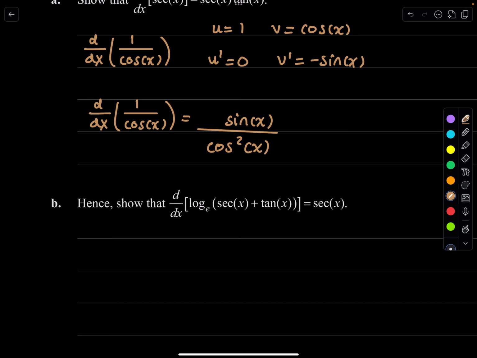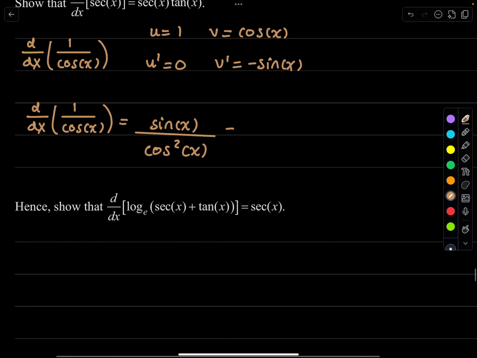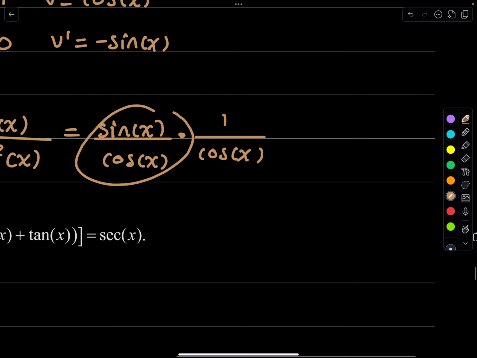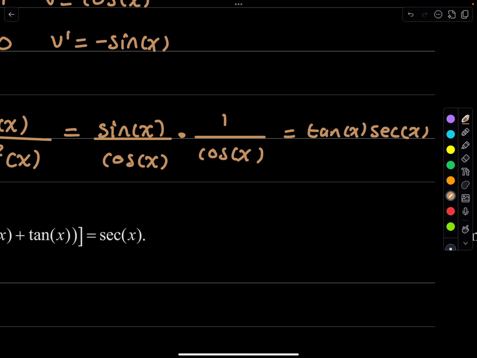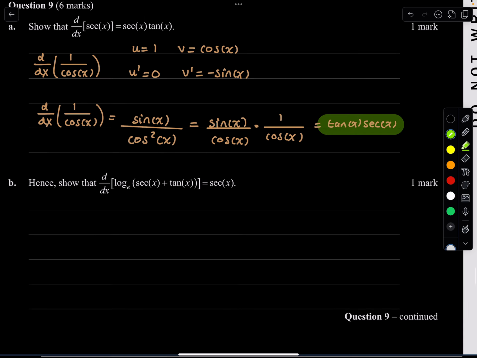Okay, let me write this out. Now we can write sine x divided by cos squared x as sine x over cosine x times 1 over cos x, because the bottoms multiply to cos squared x. And the top part is also sine x. What's sine over cos? It's tan x. And what's 1 over cos? It's secant x. You see how we've shown that it's equal to that. Done. That's how you get it.